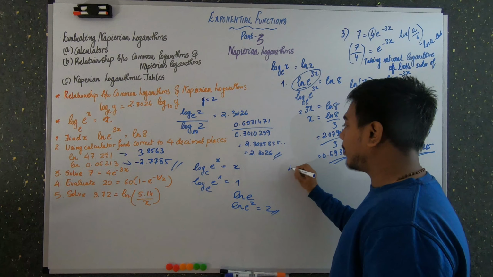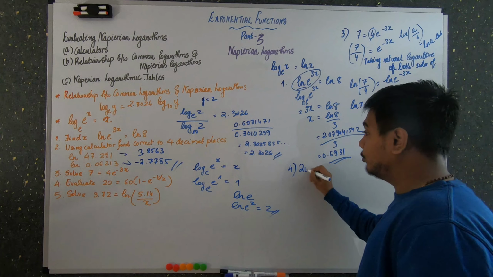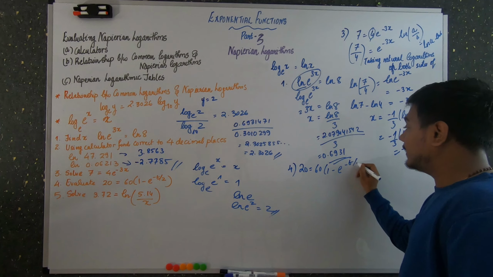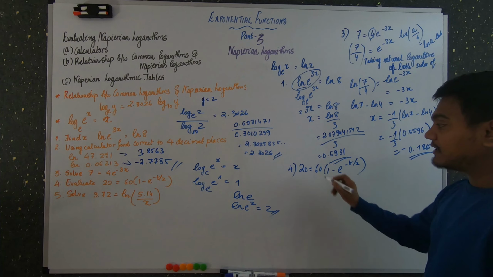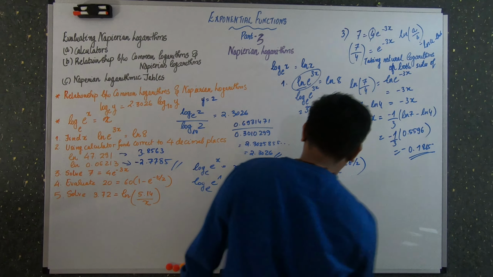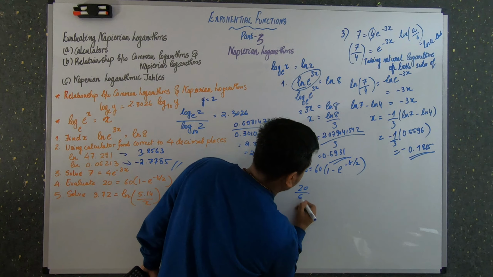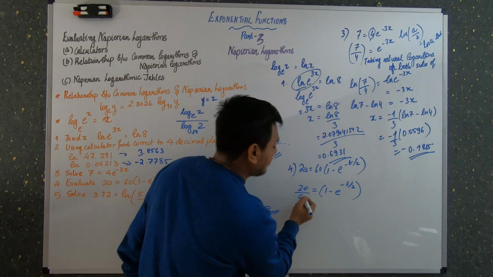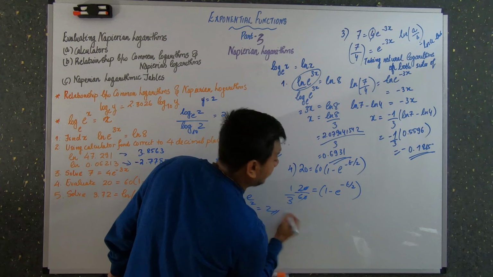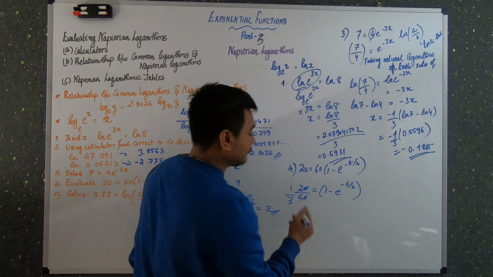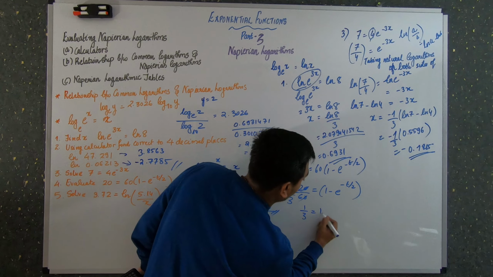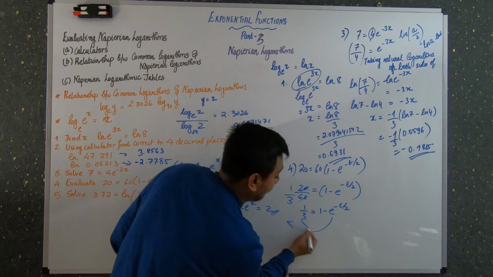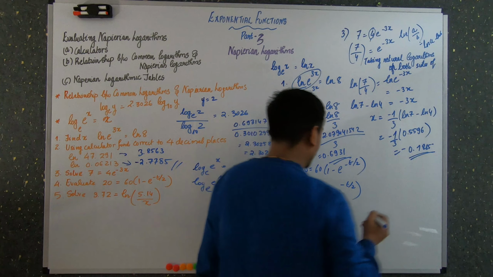So what would be the fourth problem? 20 is equal to 60 into 1 minus e raised to minus t by 2. First, let's take all these terms on this side. So 20 by 60 is equal to 1 minus e raised to minus t by 2. 20 by 60, by cancelling, you can write as 1 by 3. So 1 by 3 is equal to 1 minus e raised to minus t by 2. Now push 1 by 3 to the other side of the equation.